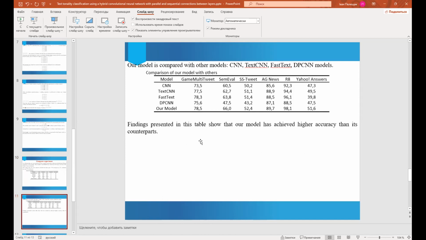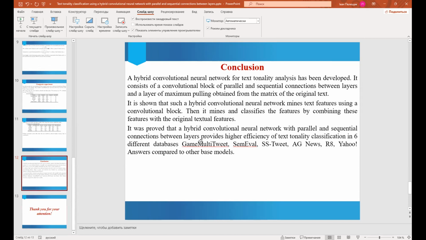Our model is compared with other models: CNN, text CNN, fast text, and DP CNN. Findings presented in this table show that our model has achieved higher accuracy than its counterparts. In conclusion, a hybrid convolutional neural network for text tonality analysis has been developed. It consists of a convolutional block of parallel and sequential connection between layers and a layer of maximum pooling obtained from the matrix of the original text.